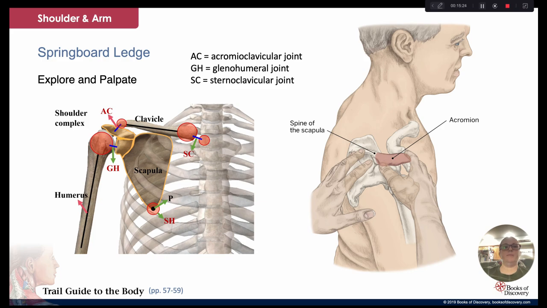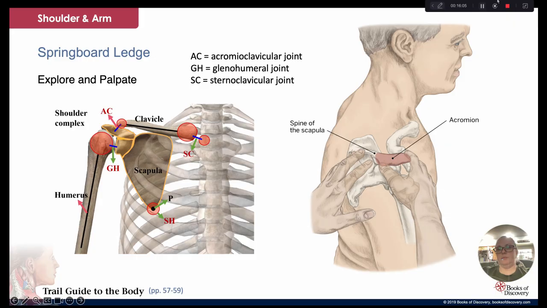All right, the springboard ledge. These are the joints that we're talking about. Joints will have a little bit of give. They're connected with ligaments, so you'll be able to move them a little bit. I know I went over this, but now we have an actual picture of the AC, the GH, and the SC joint here. Again, here are the abbreviations: acromioclavicular joint, glenohumeral joint, and sternoclavicular joint. These are all the articulations for that.